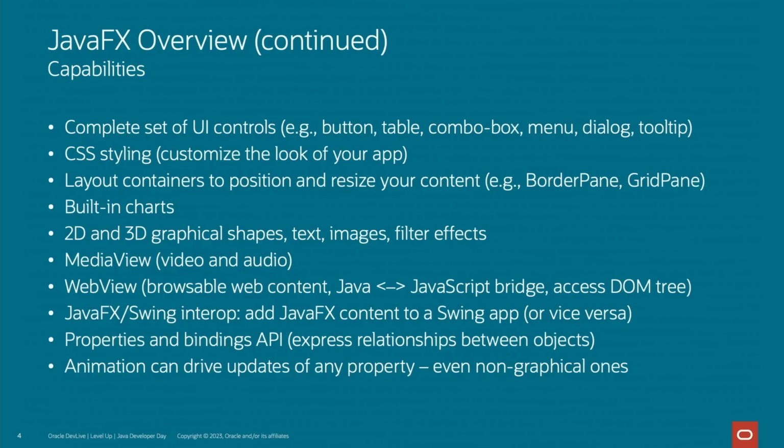With JavaFX Swing Interop, you can take your existing Swing application and embed a JavaFX panel in there. Or you can do it the other way around. You can take a JavaFX application and embed a Swing node inside of that. And then we have a rich properties and bindings API that allows you to very easily take properties and bind them between different parts of your data model. And we can have animation that drive those properties, whether or not they are graphics related.